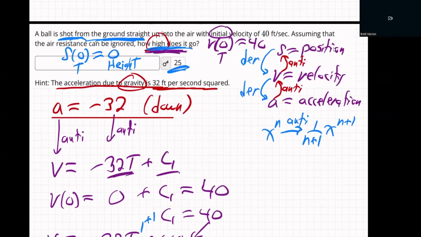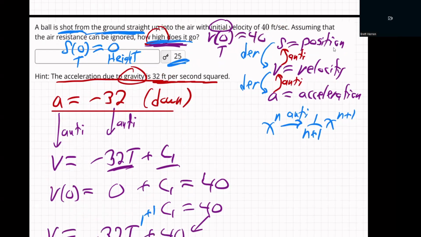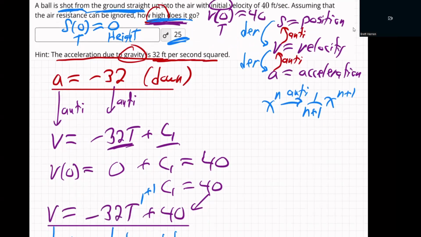So that's interesting, isn't it? We can just take a ball shot up from the ground. We know the initial velocity, like a cannon or any kind of thing where you know the starting velocity. We were able to calculate how high it's going to go just by knowing the starting velocity and using some physics and some calculus, and we did it by antiderivatives.